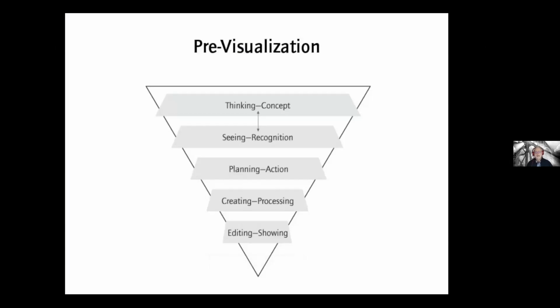My thought in thinking about black and white is to view the process as basically a feedback loop, where you iterate through it. You learn to think and be conceptual in black and white. And then when you recognize you've done it, you go back and iterate the process. And down this triangle, as things get more definite, you eventually get to editing and showing black and white.